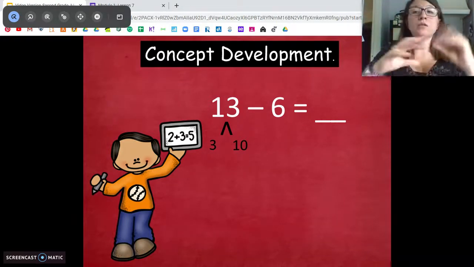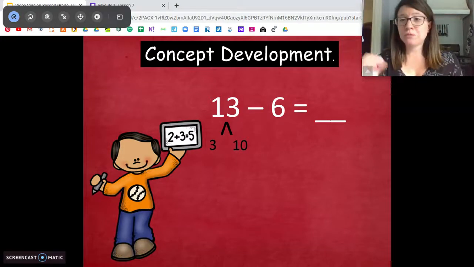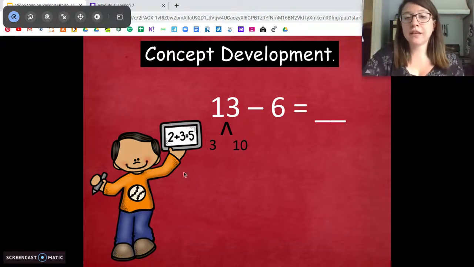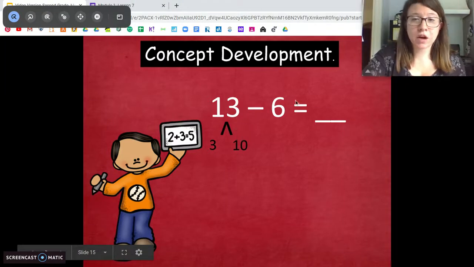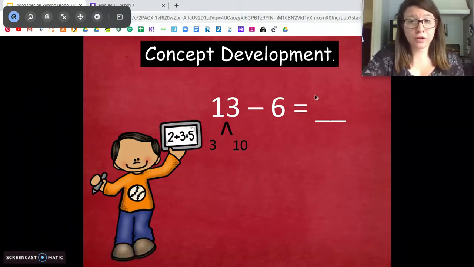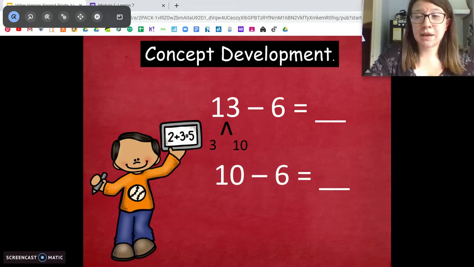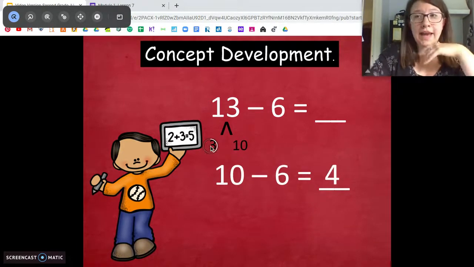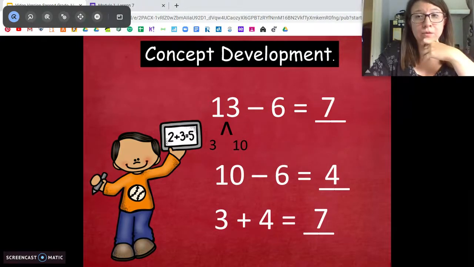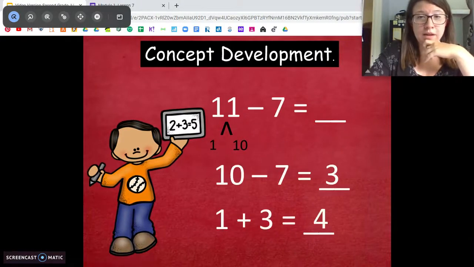Ready? Okay, so we're going to break apart 13. Take out 10. We know there's 1 10 in 13, so there's our 10. And then we have 3 extra 1s. Now we're going to solve 10 minus 6. Solve for those 10 facts first. 10 minus 6 is 4. And then we still have this to add in. 3 plus 4 is 7. Awesome. We're going to skip that one.